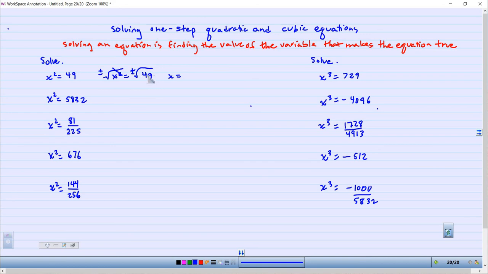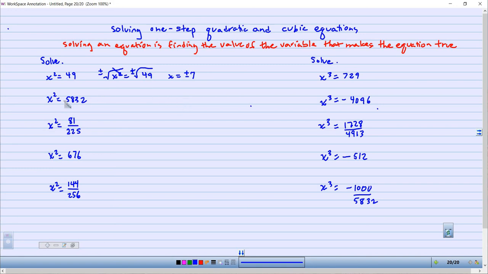Now, what is the square root of 49? The square root of 49 is 7. So our answer is actually plus or minus 7, or positive and negative 7, because 7 squared is 49 and negative 7 squared is 49. So when we solve these equations, we're always going to be getting two answers. We're going to get that positive square root and we're going to get that negative square root.